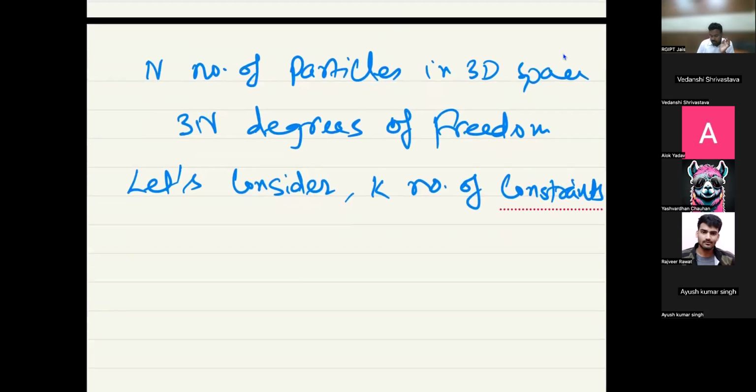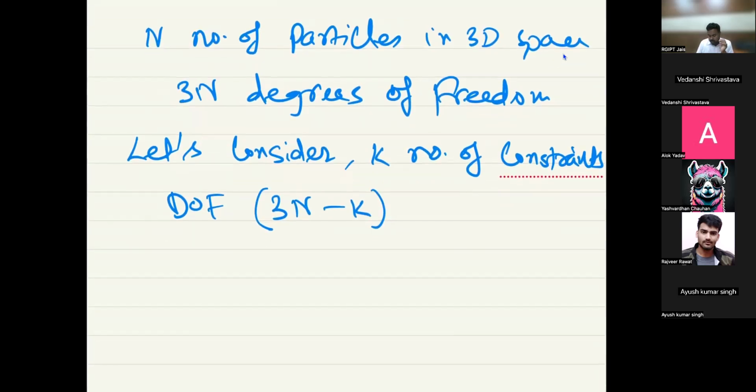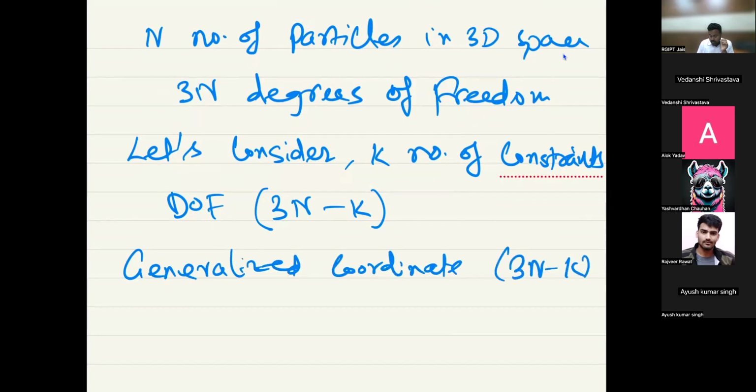So then your number of degrees of freedom will be 3n minus k. And how many generalized coordinates will you need in that case? The generalized coordinates, their number will also be 3n minus k. And this applies to a holonomic system.